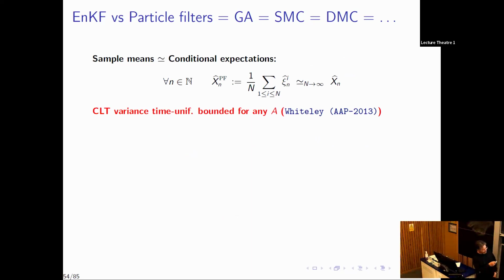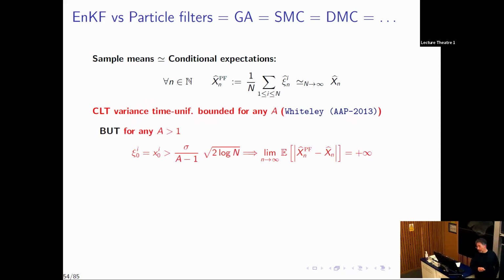And there is a nice paper, because everything which has been proved for the particle filter doesn't apply uniformly in time to the linear Gaussian model. There is no result. The only result I know is the paper by Nick Whiteley, published in 2013. He put some conditions and he showed that the central limit variance of the particle filter for any drift is stable, uniformly under control in time. Nice. Central limit variance. Everything works.